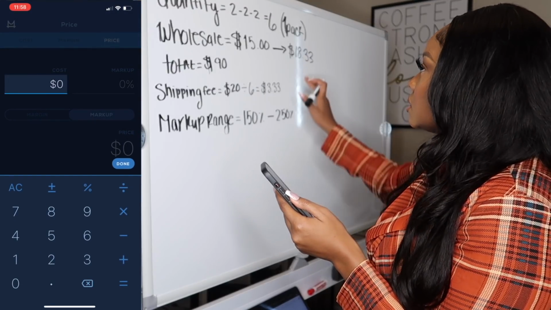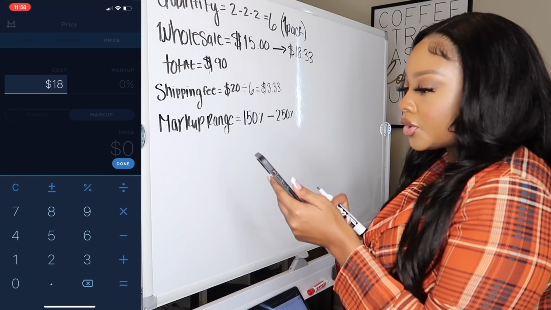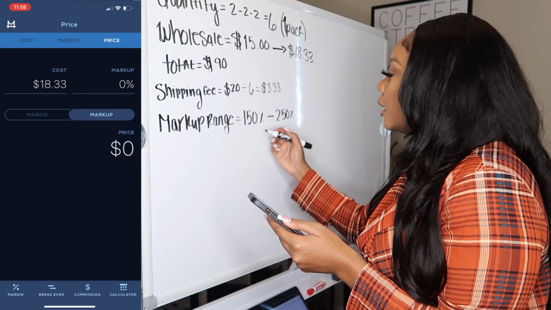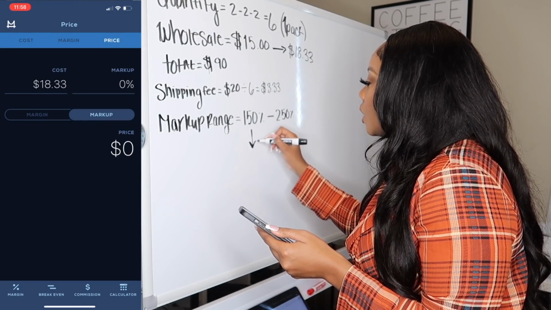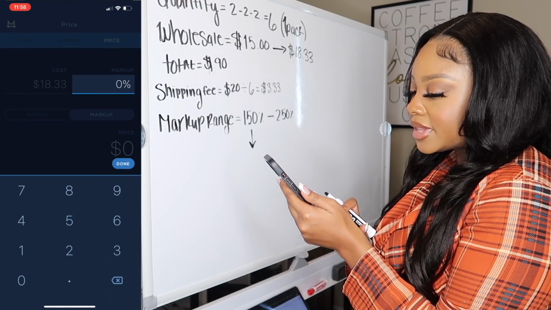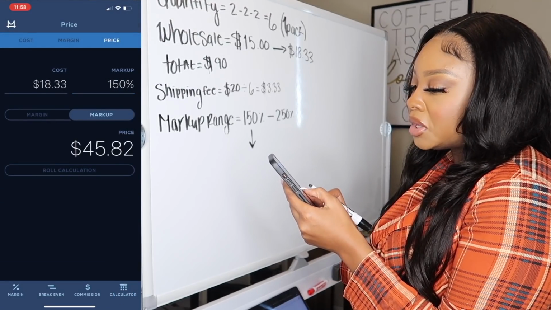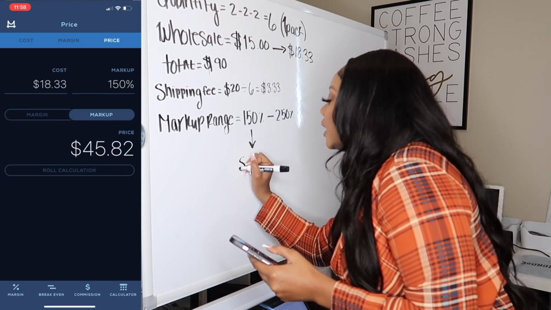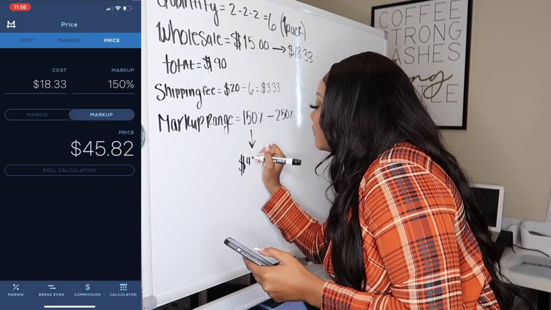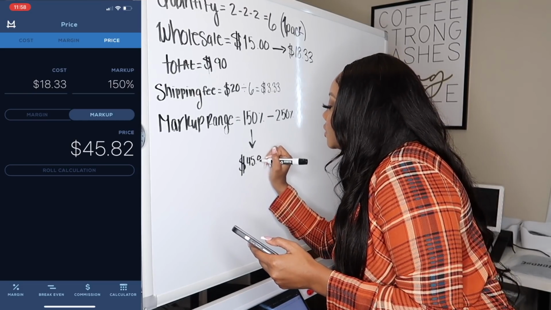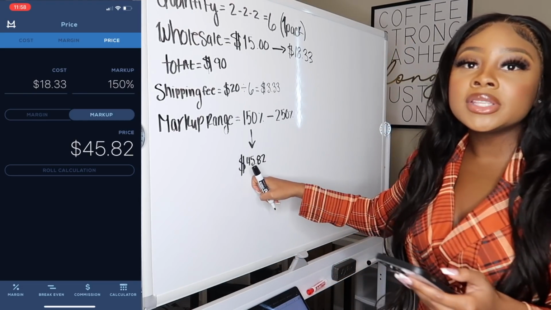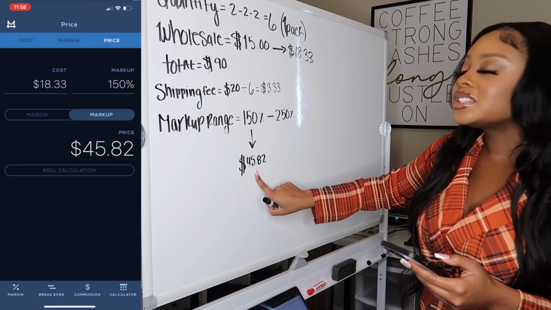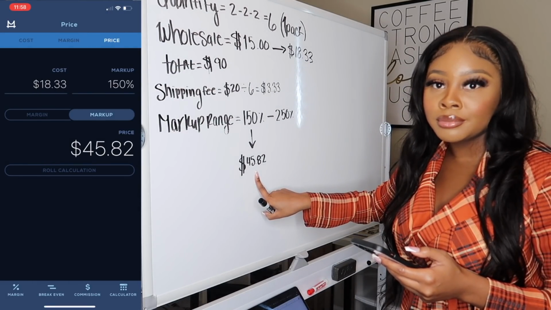So we know the cost is $18.33. That's including the shipping that we're going to get reimbursed for. I know that my markup is 150% at the lowest, so I'm going to put that in there so I can see what it potentially could be. Okay, so it's saying at 150% markup, I could offer this product at $45.82. So that's the lowest that I'll sell that item for. If I purchased it wholesale, including the shipping fee, that is the lowest that I'll ever sell that product for, right? Right here.